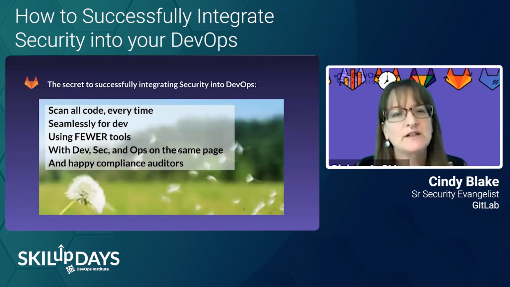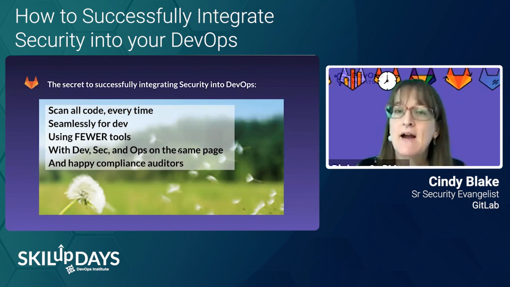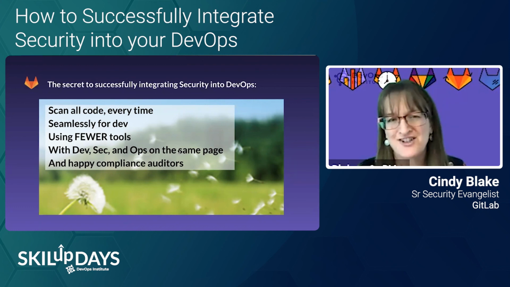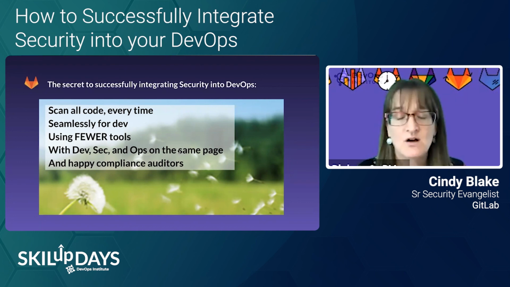The key I want to leave you with is that it is possible to scan all of your code every time there's a code change and make it seamless for the developers using fewer tools, not more. So simple, not more complicated, with everybody on the same page. And as sort of icing on the cake, you can have happy auditors because they can see end to end who changed what, where, when, what policies were applied in an automated fashion, and how those exceptions were dealt with.